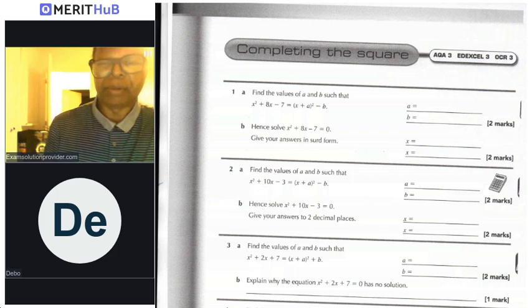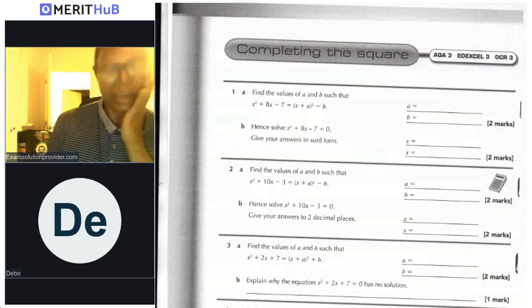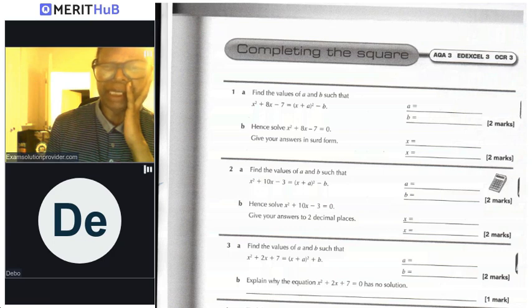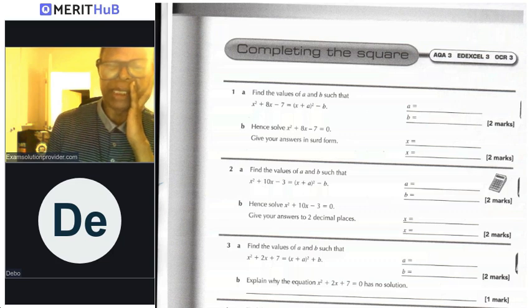Right. So what you need to do is find half of the coefficient of x. So you can see here, what they want you to do is to find A and find B. In a sense, they say to complete the square, so it should be in this form. So therefore, half of the coefficient of x is going to be 4. So this is going to be x plus 4, positive 4, and then this is squared.